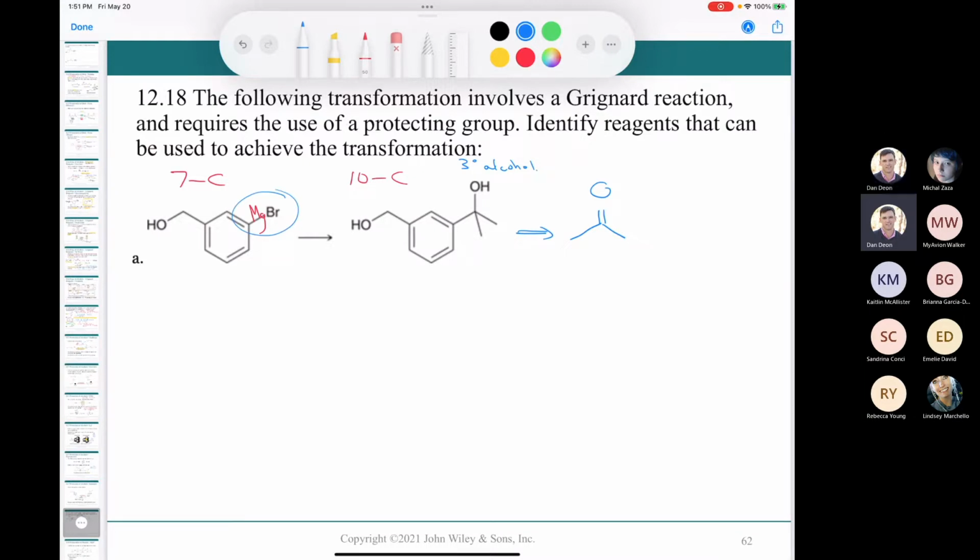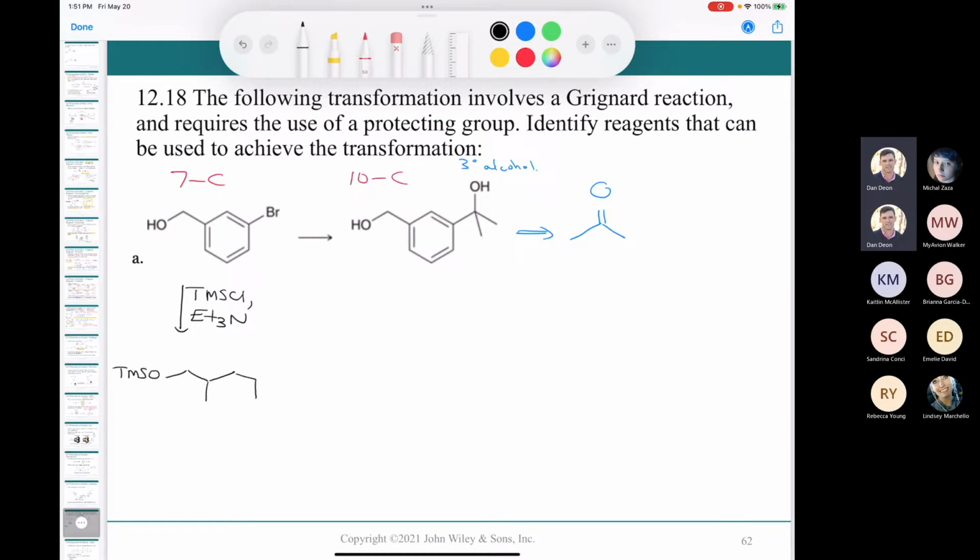We just treat the aryl bromide with magnesium. However, we've got this pesky hydroxyl group to deal with, and we've got to protect that first. So what's our first step? Our first step is going to be converting the alcohol into a silyl ether. And for that, we use trimethylsilyl chloride and triethylamine together, and that gives us the silyl ether.